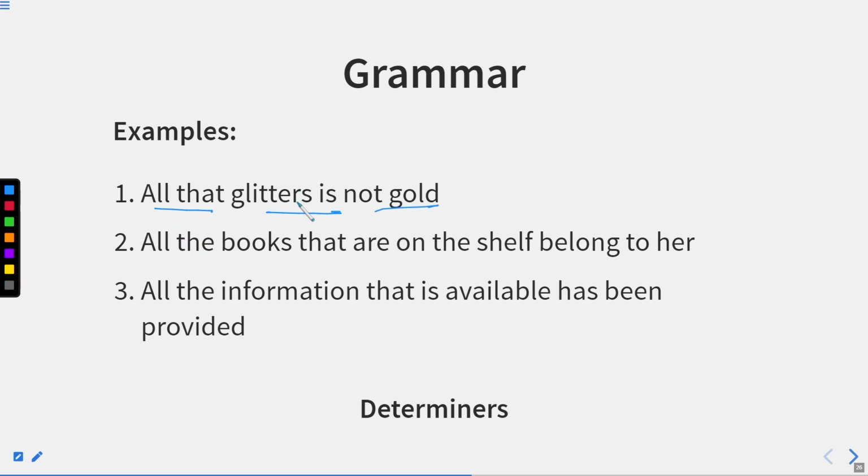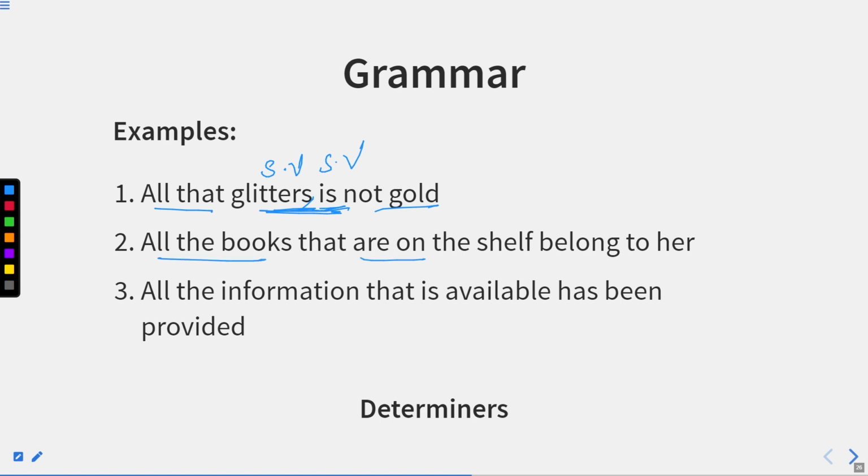Now, all that glitters, it means anything which glitters, which shines. Glitters means shines. So it can be anything. So all that glitters is not gold. So here all is unspecific. I don't know what we are talking about. It can be anything. So here all means anything. Therefore, we use a singular verb after it. All that glitters is not gold.